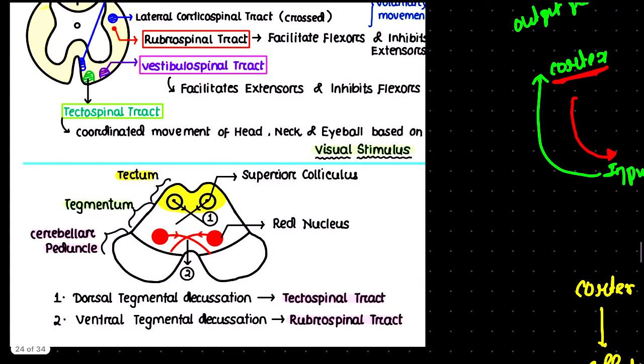Now to know that in detail, what we need is this: this is our midbrain, a transverse section of the midbrain at the level of the superior colliculus.